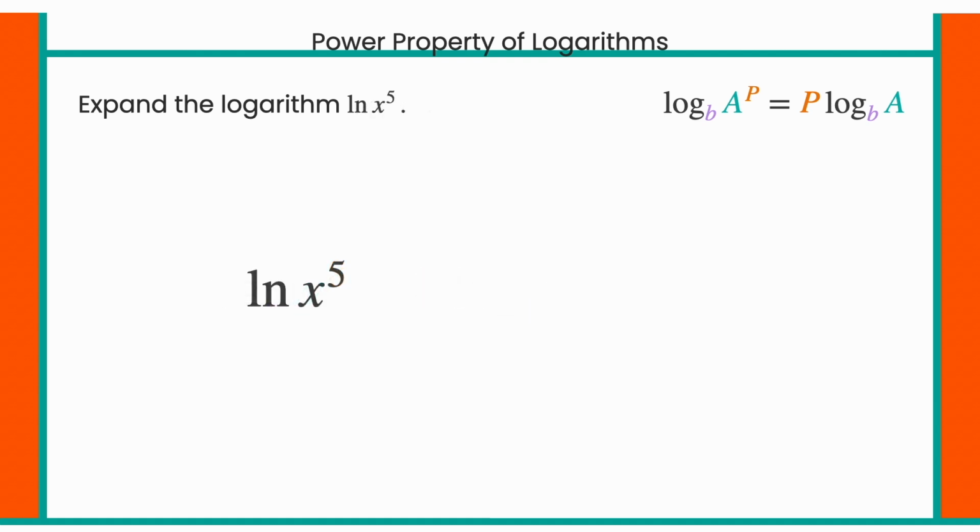Let's expand the natural log of x to the 5th power. Even though we can't see the base, we know that a natural logarithm has a base of e, and so when we apply the power property of logarithms, our expression will still have a natural logarithm with base e. Its argument will be x, and it will have a coefficient of 5.